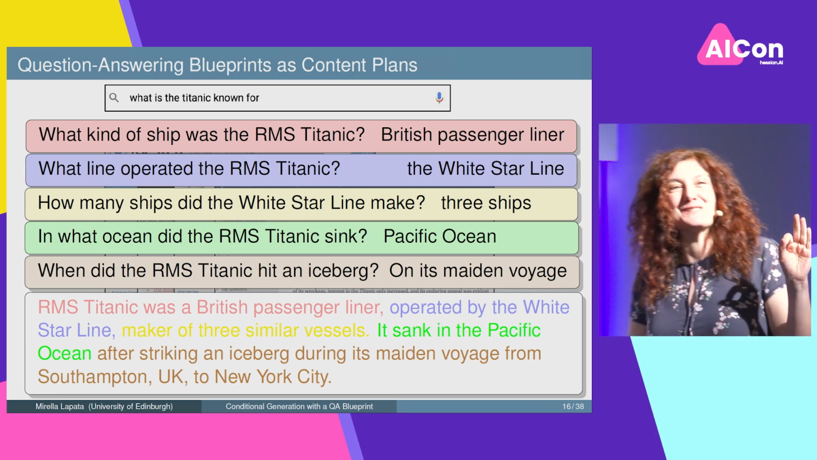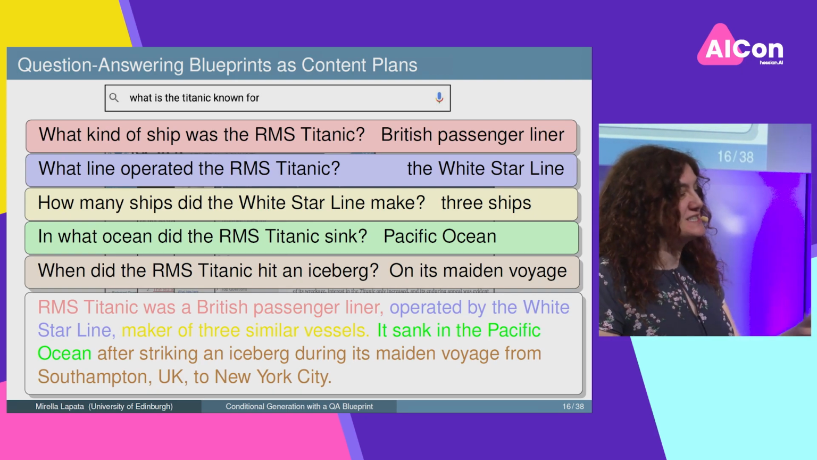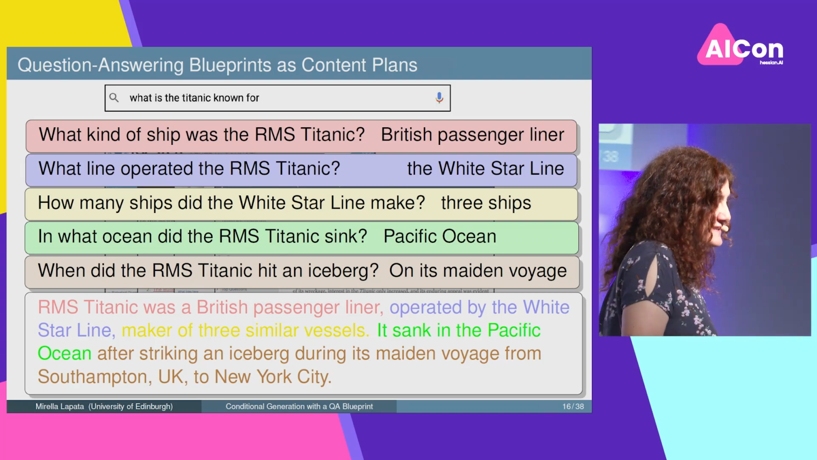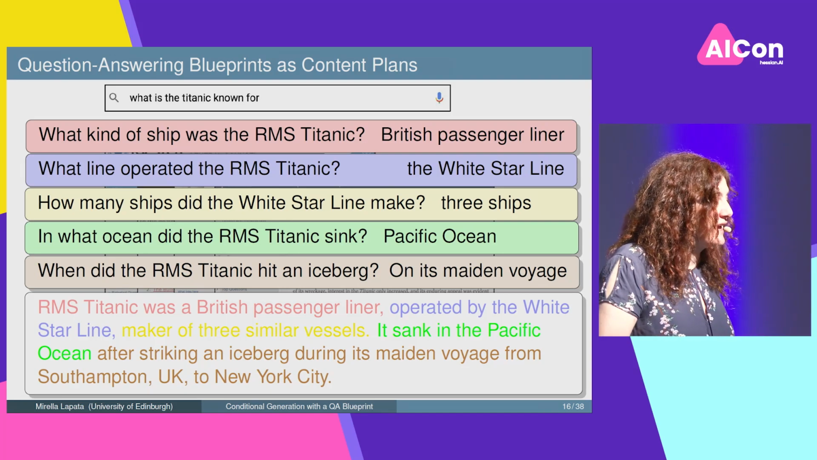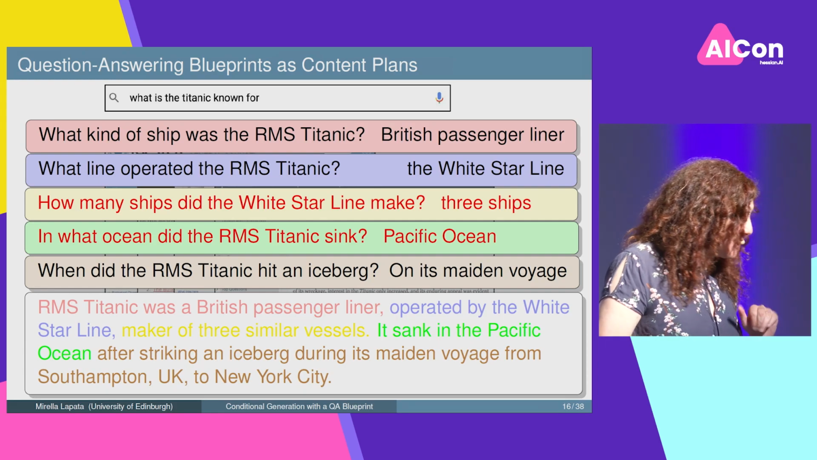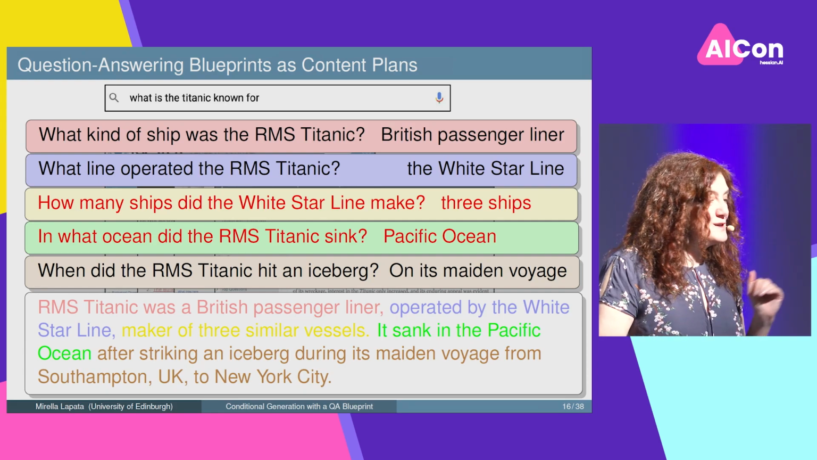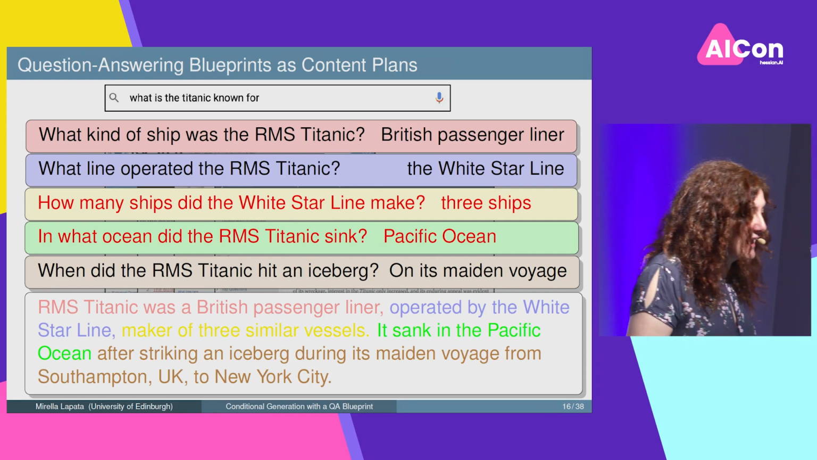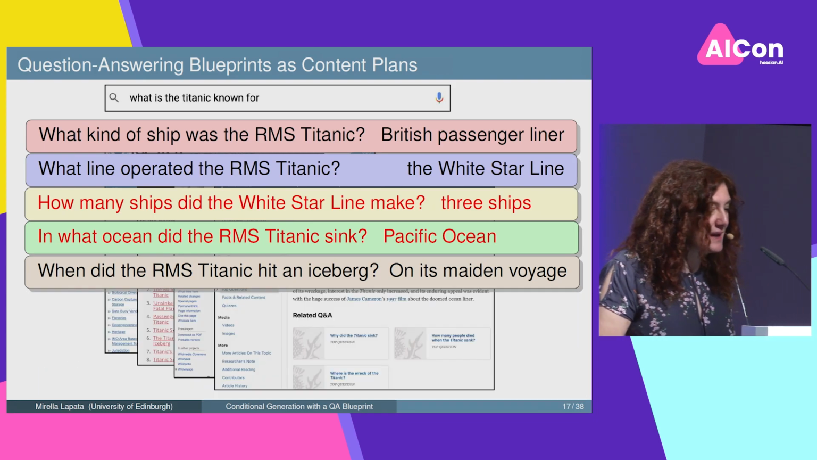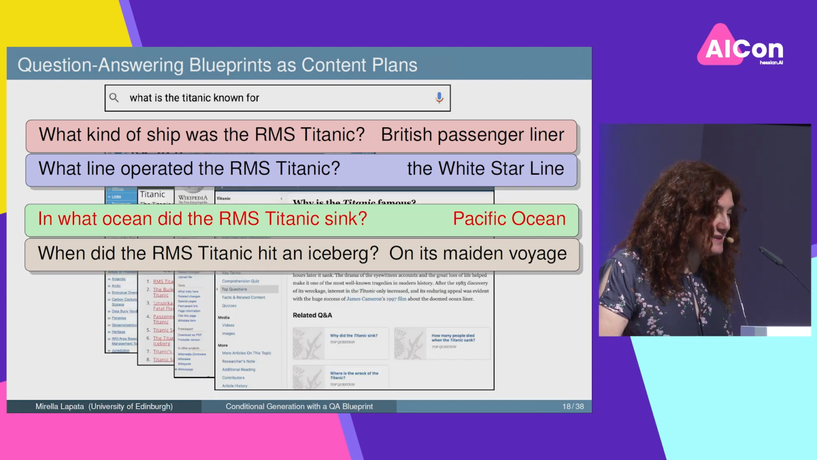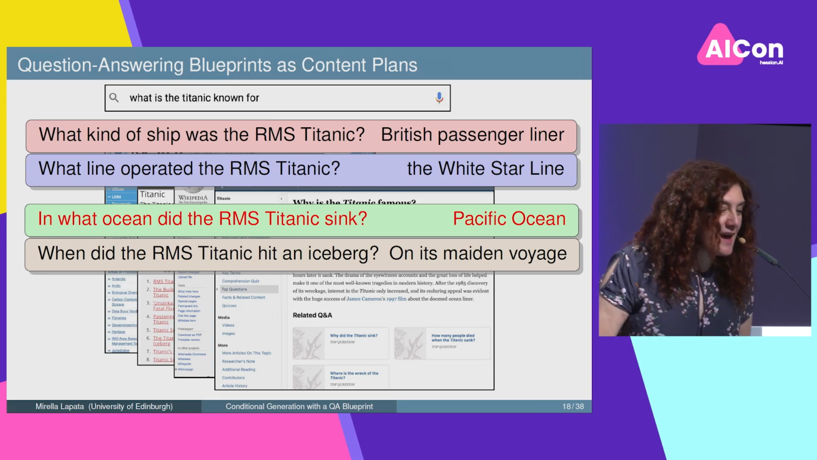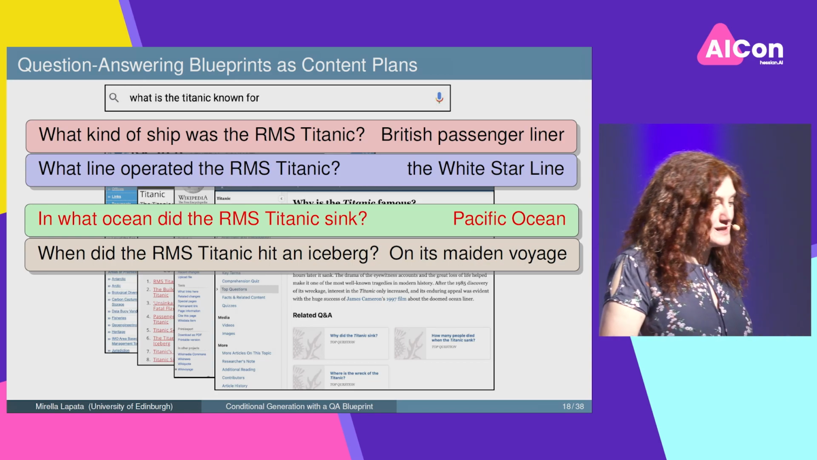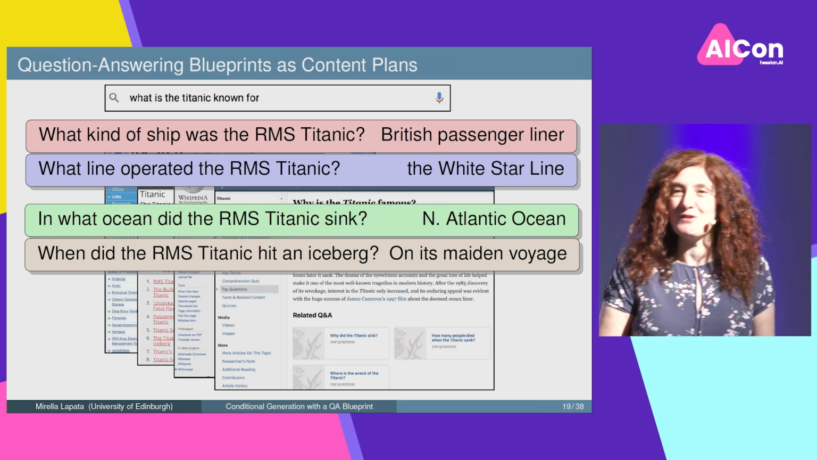But now, here's the beauty. If we see this plan, we go like, what nonsense is this? So first of all, I don't care about these, these are the contentious bits of the plan. So what a human can do is say, OK, how many ships did the White Star Line make? I don't actually like this, so let me remove this. And the Pacific, sure as hell wasn't the Pacific, so it was the North Atlantic.